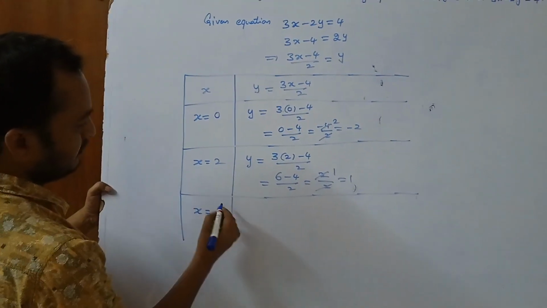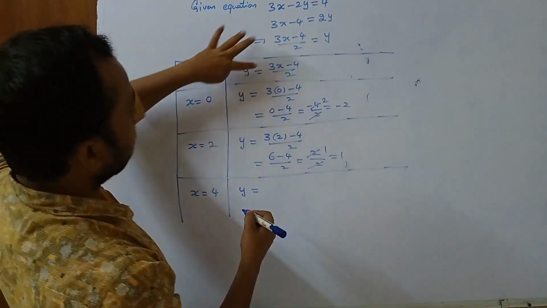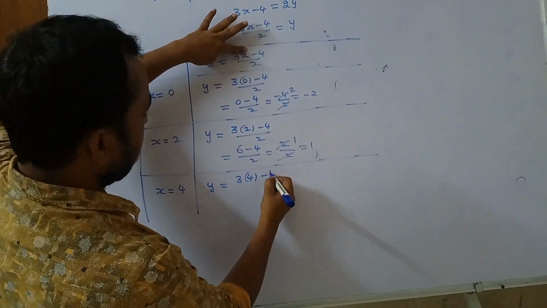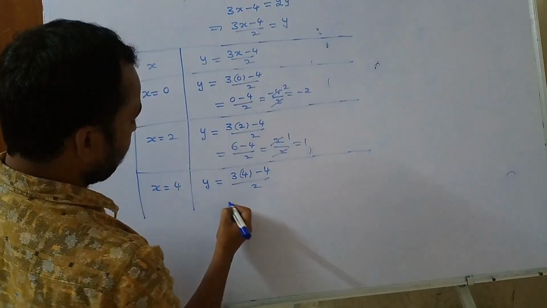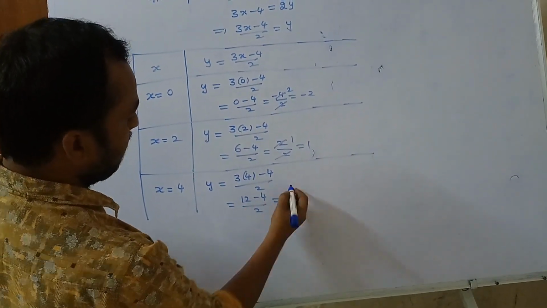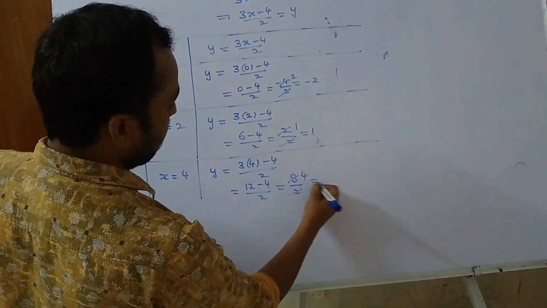Next, x equals 4. y equals 3 into 4 minus 4 by 2. 3 fours are 12, 12 minus 4 is 8, by 2, 2 fours are 8. Now we got 4.